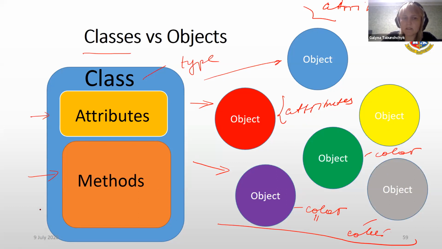Behavior is defined by methods. All methods work with attributes, not with something else, and they are divided into two big classes: setters, those which set value to your attributes, and getters, those which return the value of your attributes.